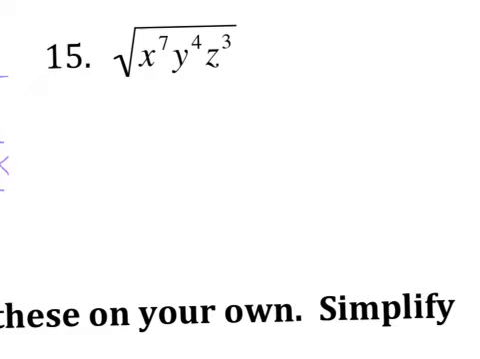15 is the square root of x to the 7th, y to the 4th, z cubed. We're going to do the same thing that we were doing last problem with the variables, trying to break this up with as many x squareds or y squareds or z squareds as possible. So first we can break this up as the square root of x to the 7th times the square root of y to the 4th times the square root of z cubed.